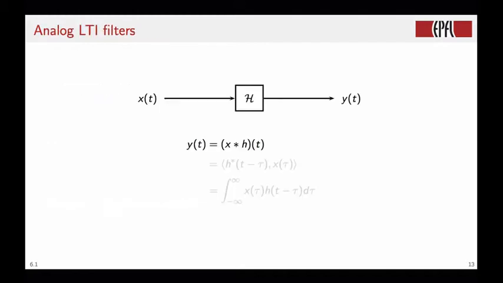We have just spent a module studying discrete time filtering. So naturally, there are also continuous time filters. These are called analog linear time invariant filters. They are given by a box H. The notation is x * h, a convolution. This can be written as an inner product or conveniently as the integral from minus infinity to infinity of x(tau) h(t minus tau) d tau. Please note, very importantly, is the t minus tau, so that corresponds to a time reversal when you compute this integral.